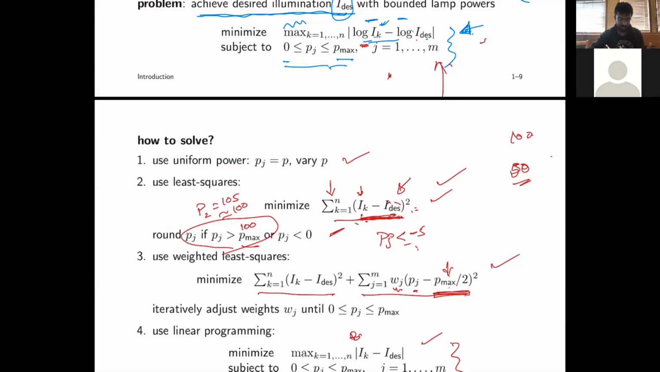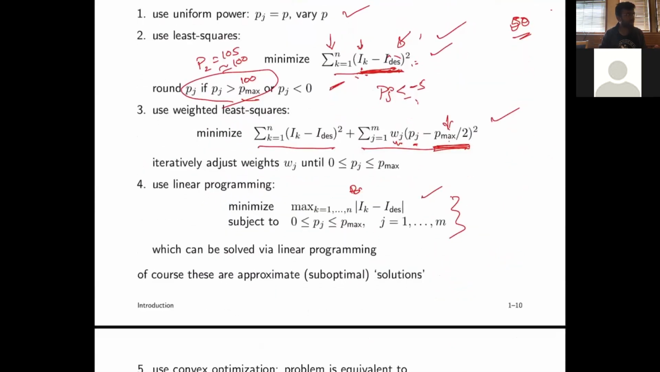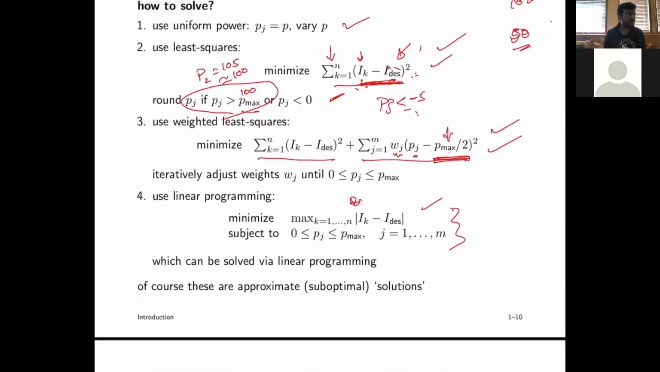But this is why we did it, because we know that this can be solved, but of course the solution will not be this one. That's why we are getting maybe a negative value for PJ. It's like one way of solving, and you will get a suboptimal solution. Yes, so this is another way of solving. Of course, you can ask, okay, this is not the original problem. Yes, this is not the original problem.